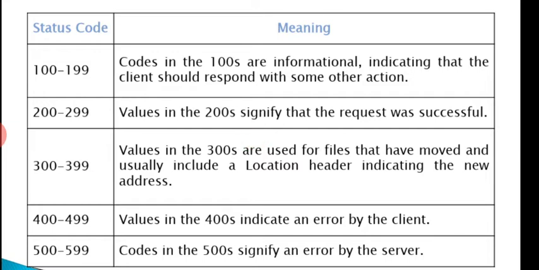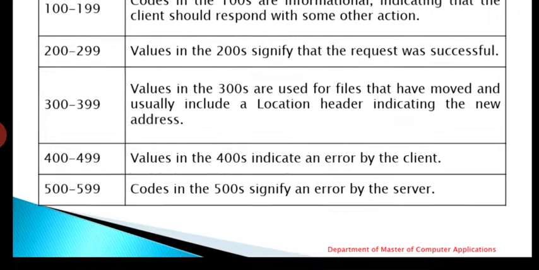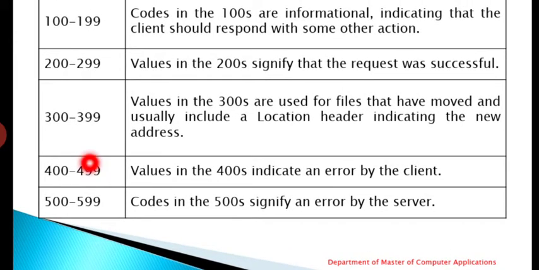400 to 499: the values in the 400s indicate an error by the client. Usually you come across the page 404 Not Found, which is such an error. And anything in 500 to 599 signifies an error on the server side. So just remember, 400 to 499 is an error by the client, and 500 to 599 is an error by the server.